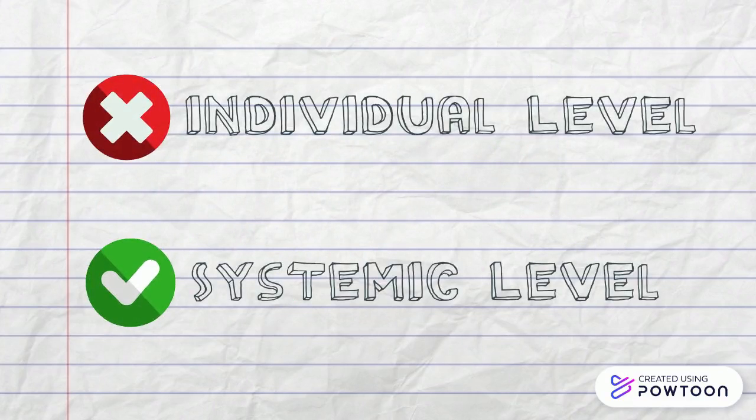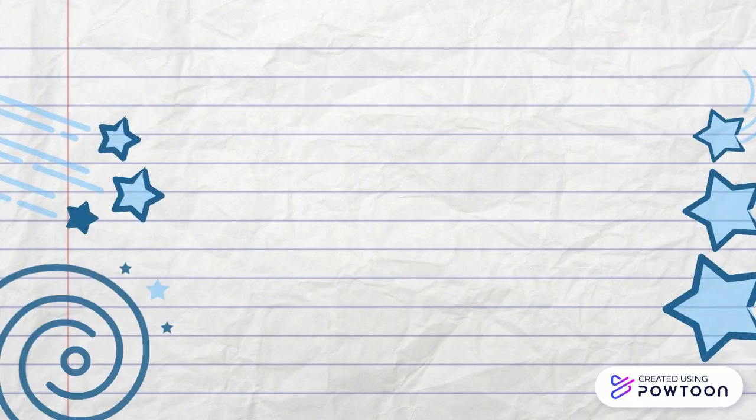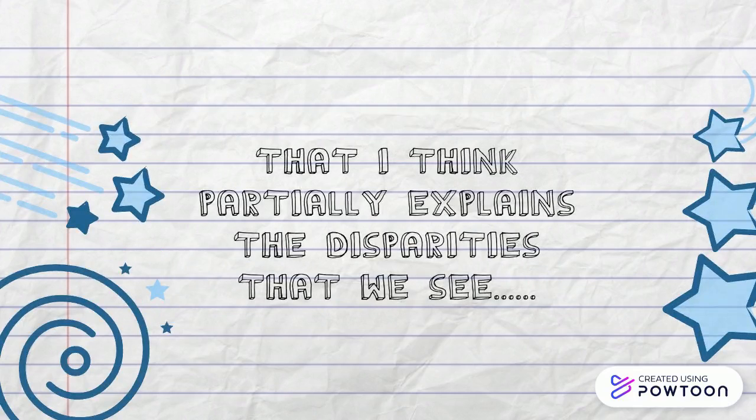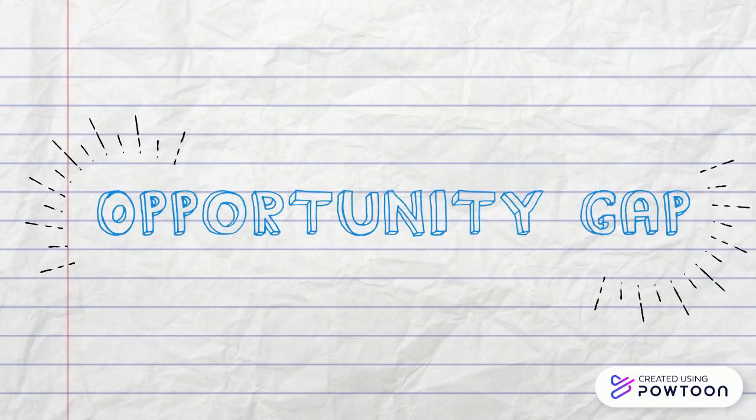Let's take a look at some terminology to help explain what we mean by this. In the educational field, there's a term that's quickly gaining popularity that I think partially explains these disparities that we see. It's called the opportunity gap. Here's a simple explanation that helped me understand the opportunity gap.